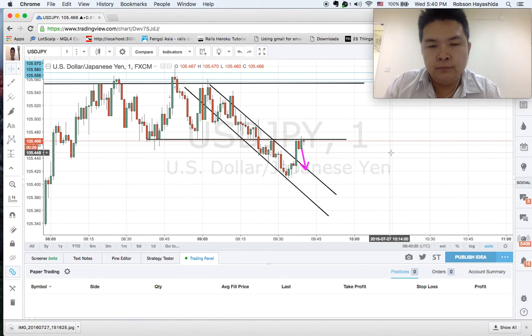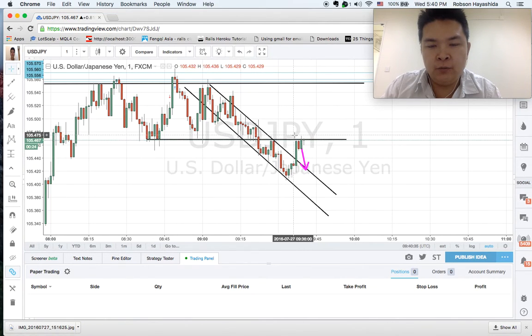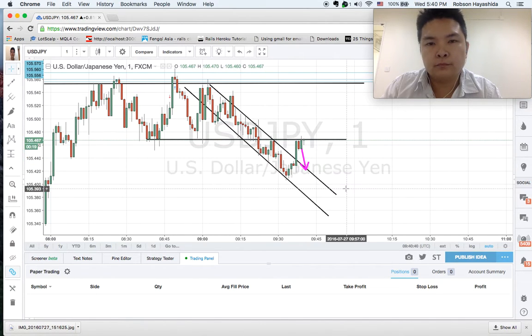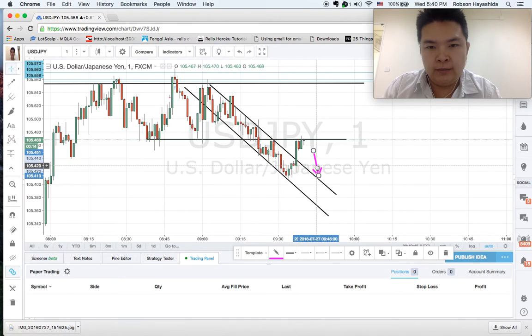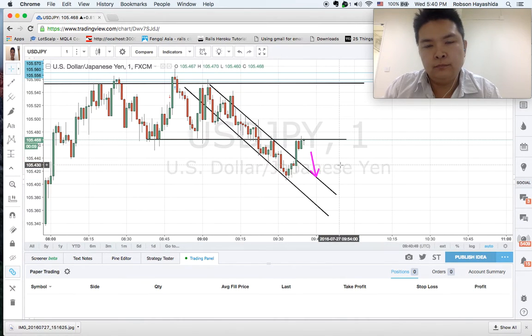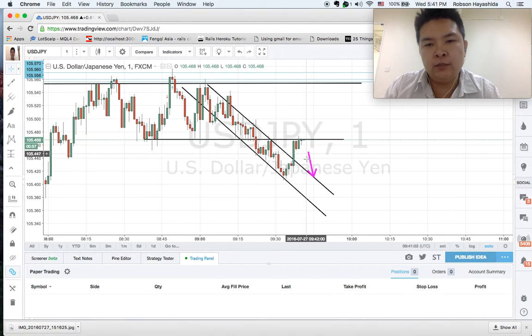All right. So you see that there is a huge resistance here going on right now. Okay. Let's see again how it develops. I can still see this is a bearish move. And I can really see this price going down. All right.